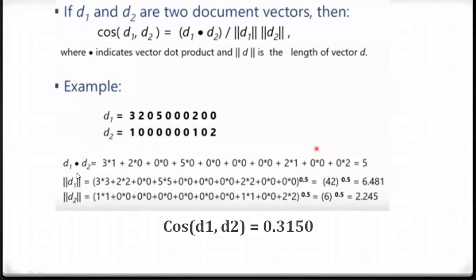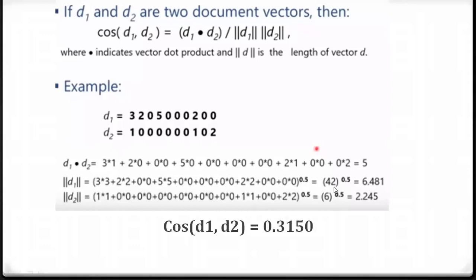So you're multiplying d1 into d2. So 3 into 1 plus 2 into 0, plus 0 into 0, plus 5 into 0, plus 0 into 0, plus 0 into 0, plus 0 into 0, plus 2 into 1, plus 0 into 0, plus 0 into 2. When you compute this, you'll get 5. And you're computing mod of d1, which means you're squaring each value, 3 square plus 2 square plus 0 square, and it goes on, and you're taking a square root.